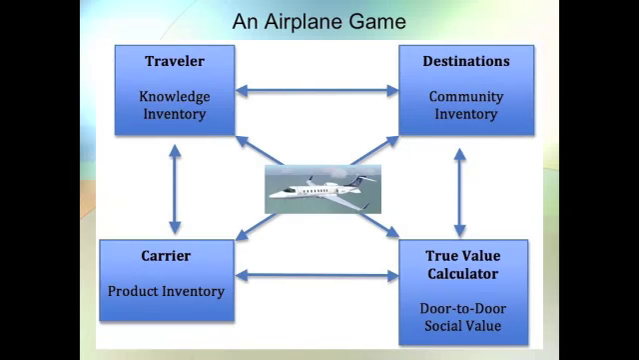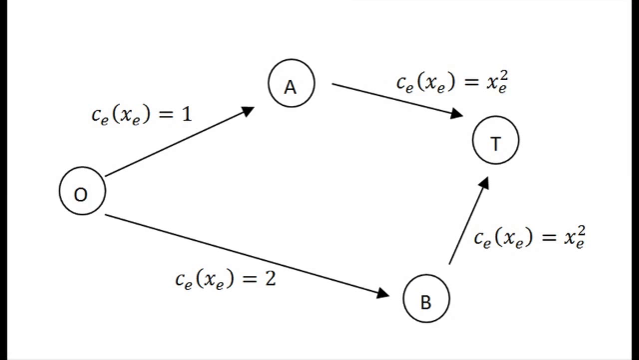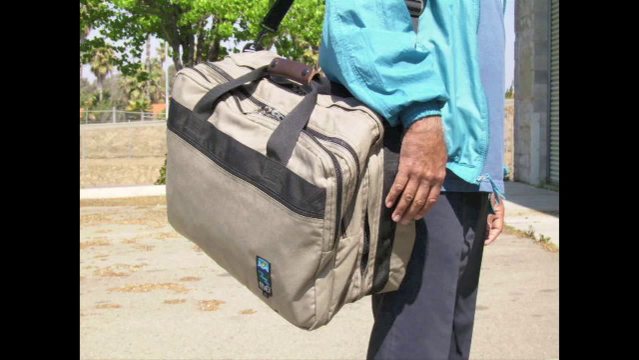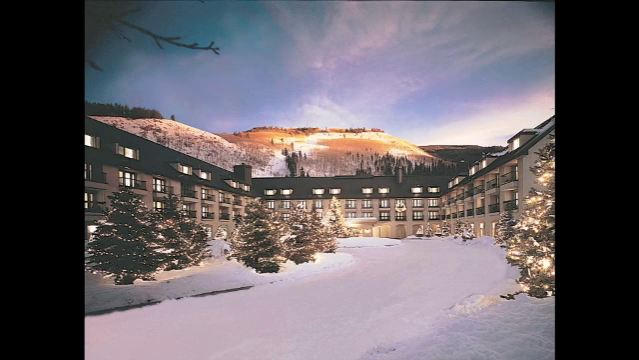The airplane game is an application of game theory in a social network, or more formally, it's a multi-agent systems algorithmic game. In this game, there are 4 players: the traveler, the airplane operator, vendors and third-party entrepreneurs, and something called a true value calculator.